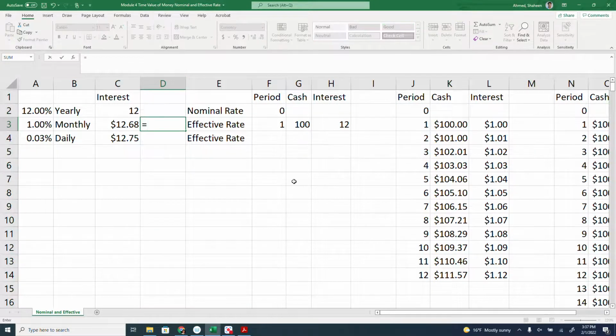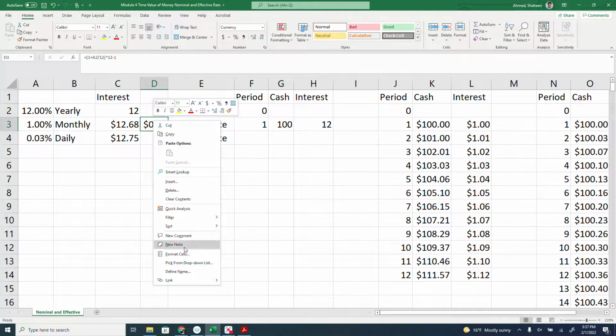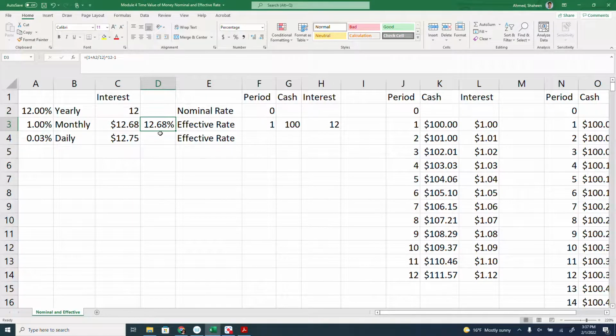So simply you can use the formula, which is 1 plus the rate divided by the compounding period, which is 12 in this case if it's monthly compounding, then the power function, to the 12, minus 1. I can convert it to a percentage with Format Cells, percentage, 2 decimal points. So you can see here 12.68%.